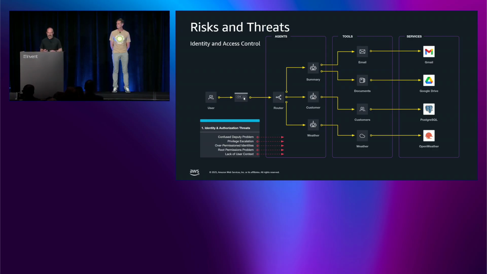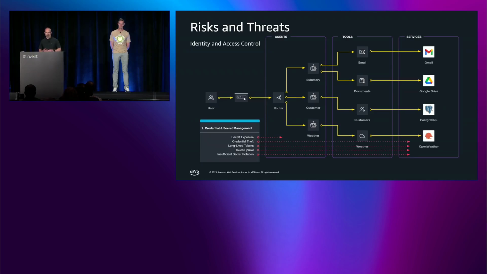One is obviously identity and authorization threats. So something that you may have heard called confused deputy. This is where you have a service with high privileges, more privileges than they should have, because those policies or privileges were not enforced correctly. So if the user that's using that agent has only read permissions, that agent should not have write permissions. So some of those things are really basic.